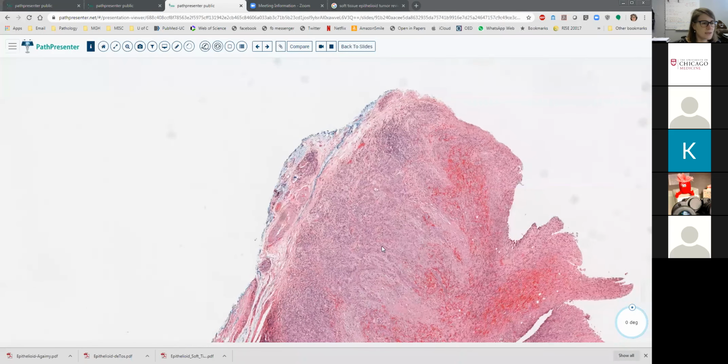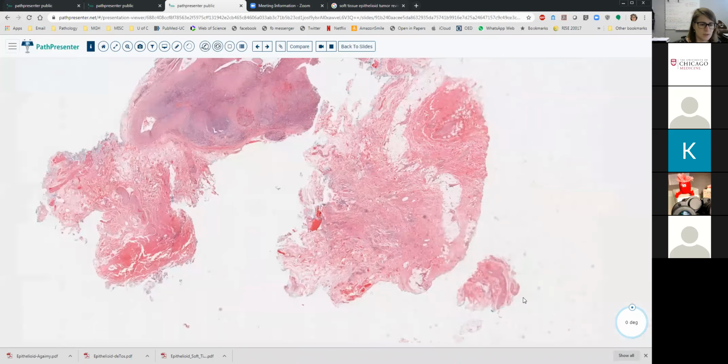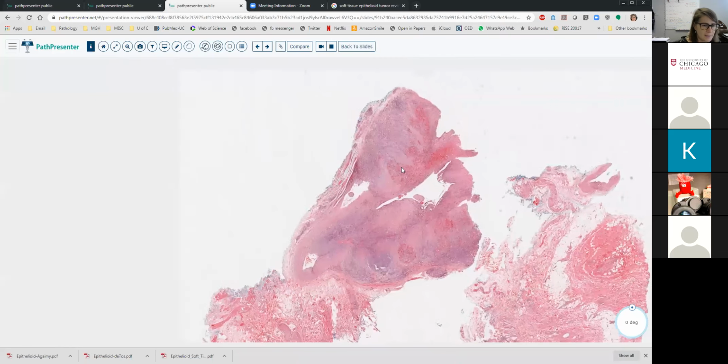So who wants to do the next one? So this is another kind of fragmented biopsy type of thing.